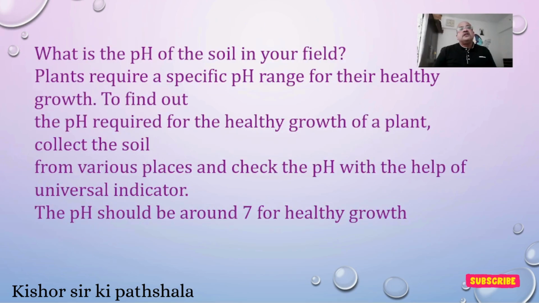So, have you seen the pH of the soil in your field? Plants also require a specific pH range for their healthy growth. To find out the pH for the healthy growth of a plant, we need to collect soil from various places and check the pH with the help of what? Universal indicator. The pH should be around 7 for the healthy growth of plants.